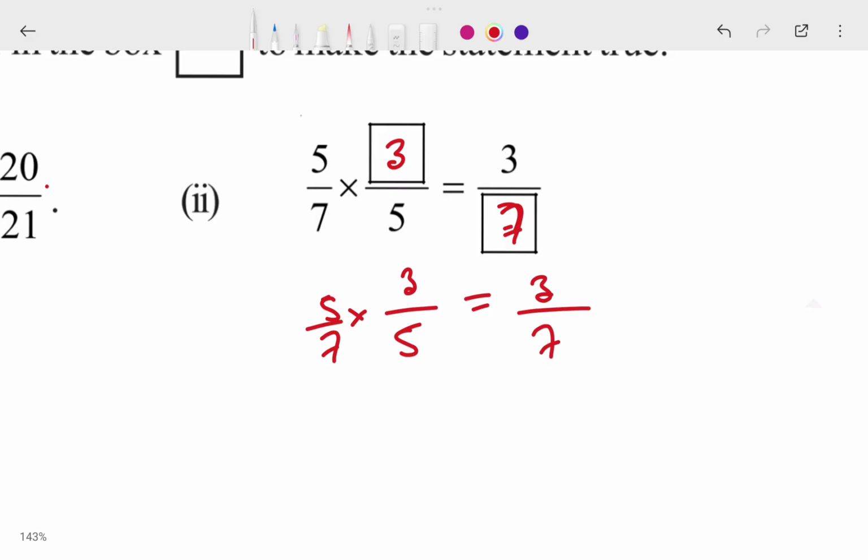Because let's see, here it is 3 and here it is 5. Okay, so 5 and 5, it is cancelled or not? When it is cancelled, it becomes 1. So 1 into 3 is going to be 3, and 7 will be 7.